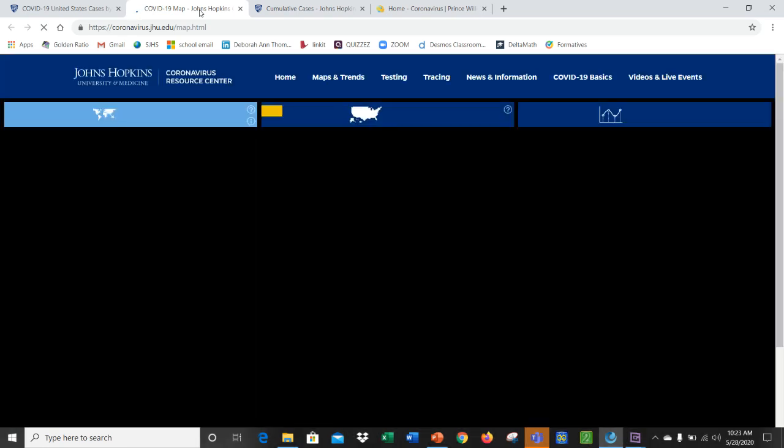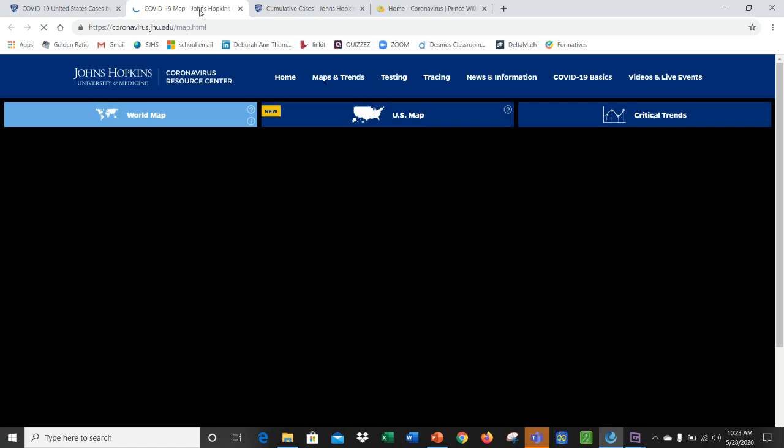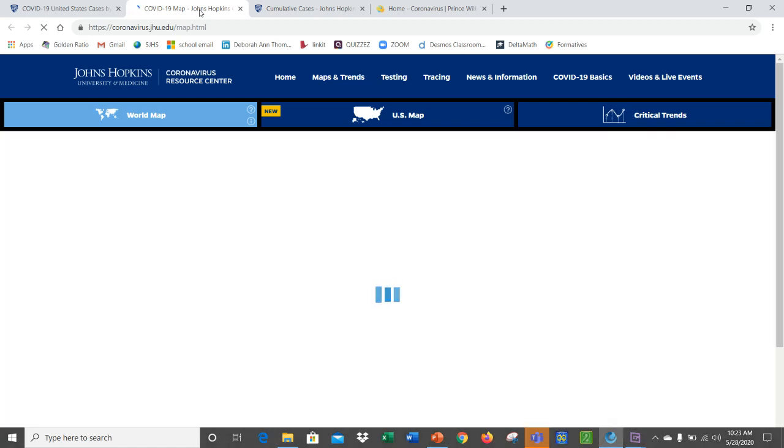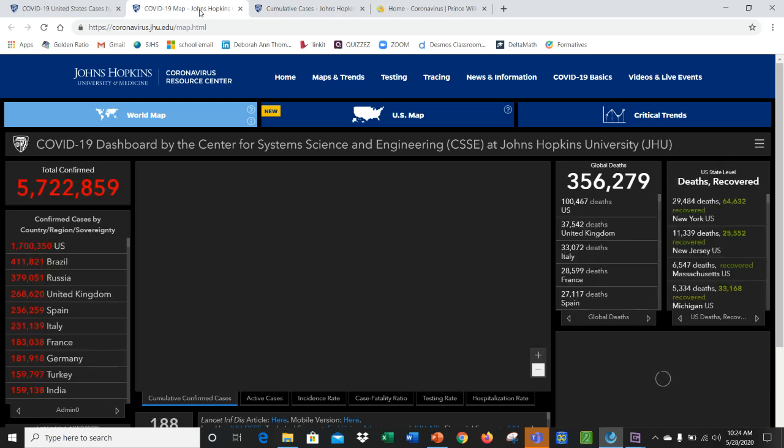And here is a world map. Now I'm going to leave it alone and just let it load and hope for the best with my internet. Oh, here it goes. Yay. Maybe. Too much data for my computer. Welcome to virtual learning, folks.